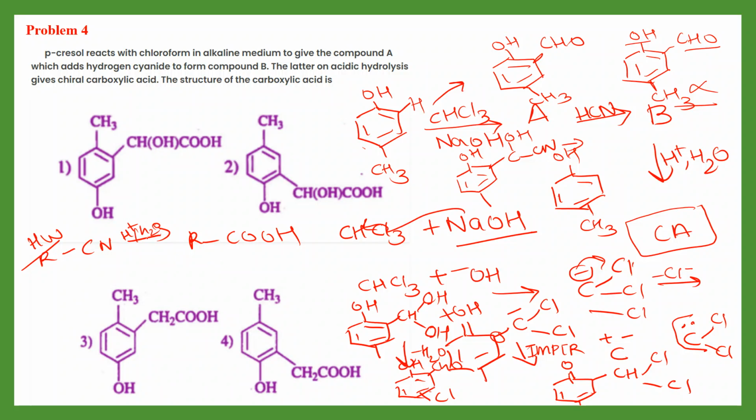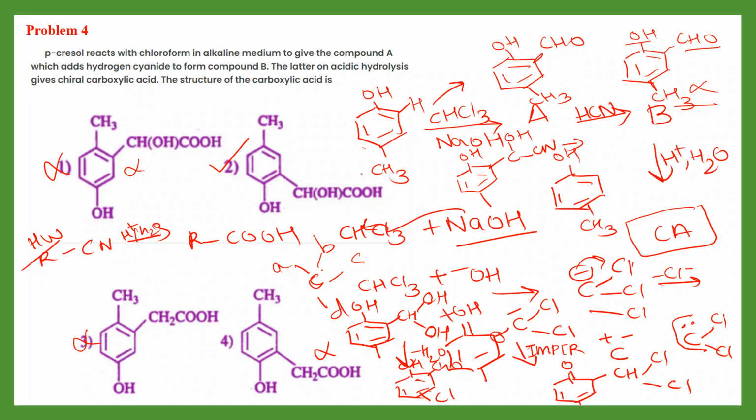So now can anyone tell me which option will be correct among these four? See, this option gets eliminated because there is nothing ortho to OH. Option 3 also gets eliminated. Now among these two, it is already saying chiral carboxylic acid. This carboxylic acid is not chiral at all. Chiral means your carbon should have four different substituents, A, B, C, D. Here this carbon is having two hydrogen. So most appropriate answer is B, or second option.